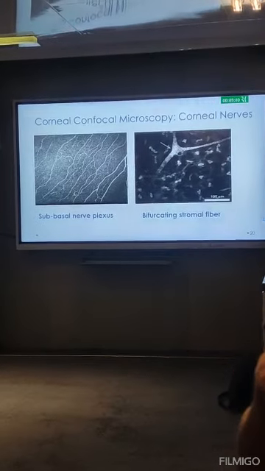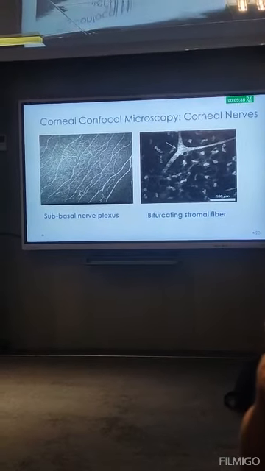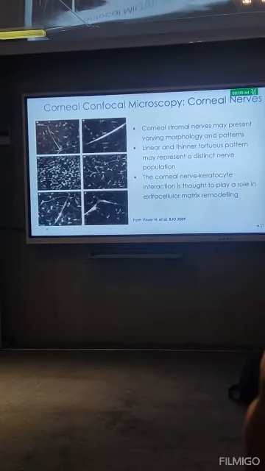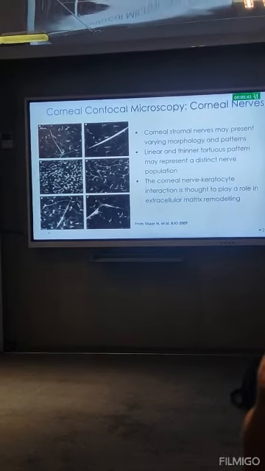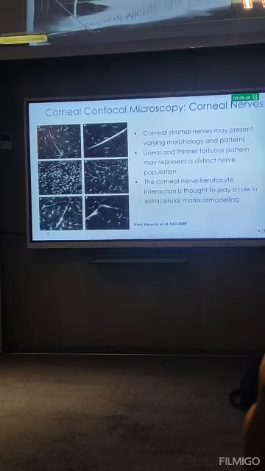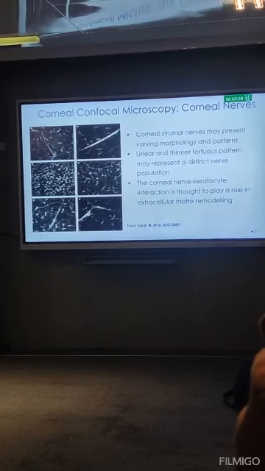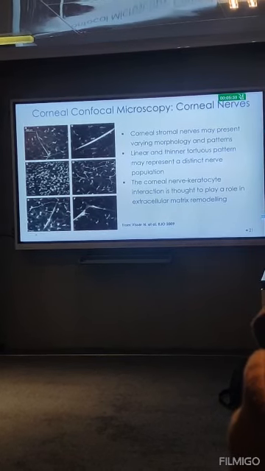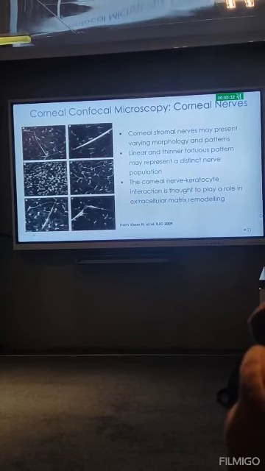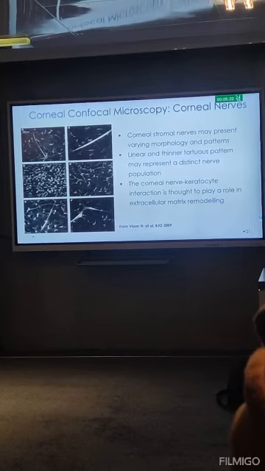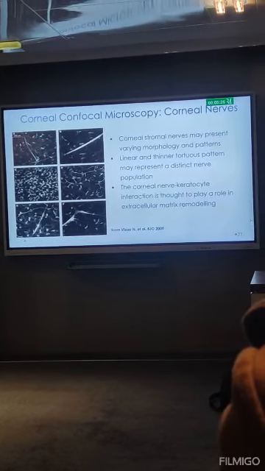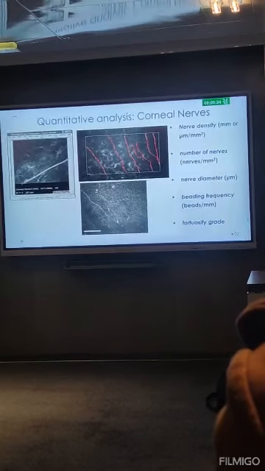The other application is corneal nerves. You see some basal nerve plexus and some stromal fiber. These nerves are very important because they also interact with the function of the keratocytes, and they maintain the structural integrity of the cornea and its transparency. So you know that neurotrophic keratitis, we will have a talk about this tomorrow, is one very challenging clinical condition.